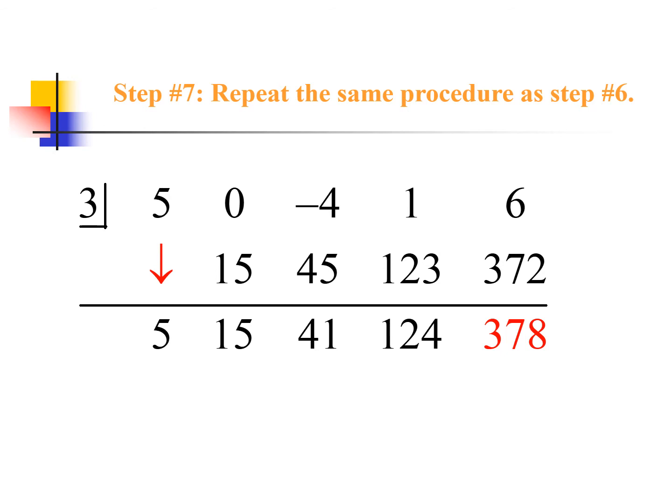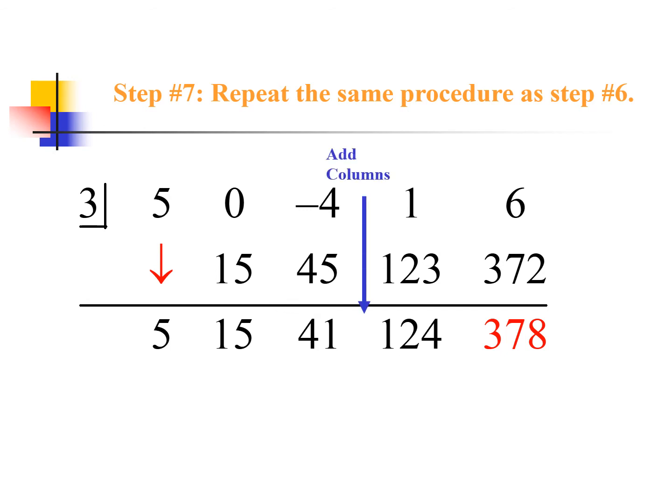So again, we bring down 5. 5 times 3, that's 15. You add 0 plus 15, 15. Multiply again 15 with 3. So that will give us a product of 45. Add the column negative 4 plus 45, that's 41.